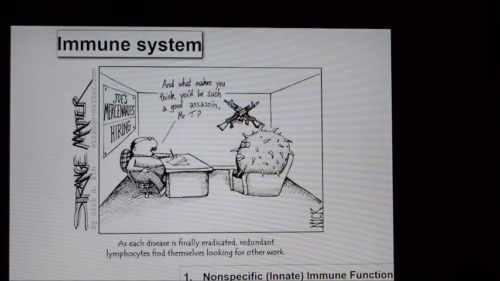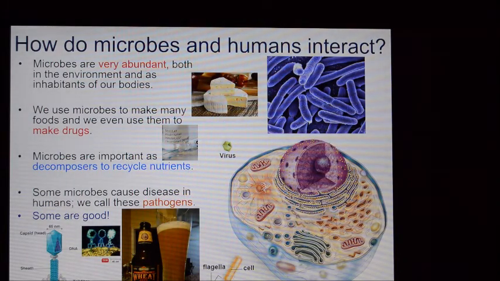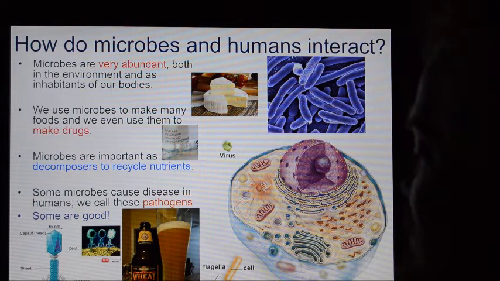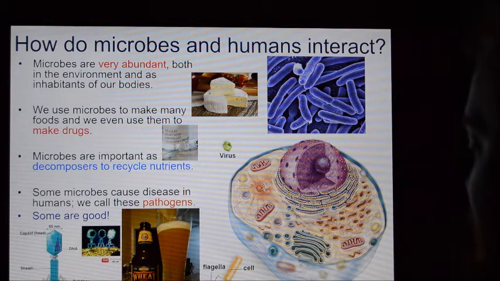And that takes us to the immune system. Now, the immune system is broken down into two basic parts. This is non-specific, or what I call innate immunity, and then specific, or what we call adaptive immunity. First question, how do microbes and humans interact? And the answer there is we interact all the time, every single day, constantly.